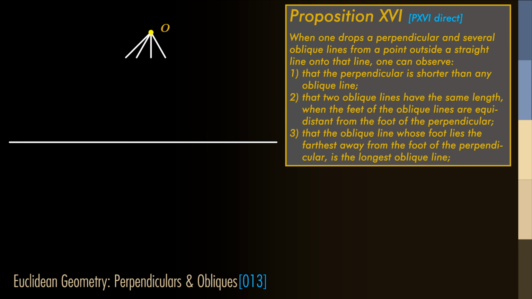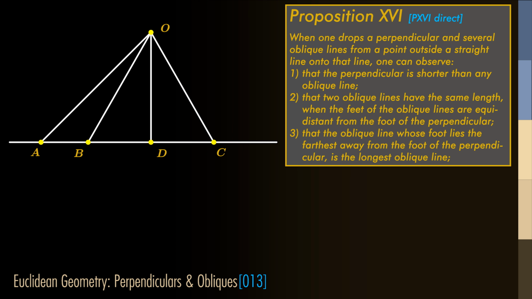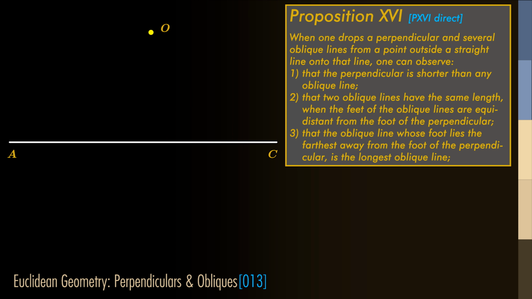When one drops a perpendicular and several oblique lines from a point outside a straight line onto that line, one can observe: 1. That the perpendicular is shorter than any oblique line, 2. That two oblique lines have the same length when the feet of the oblique lines are equidistant from the foot of the perpendicular, and 3. That the oblique line whose foot lies the farthest away from the foot of the perpendicular is the longest oblique line. We will prove every part of the proposition separately.